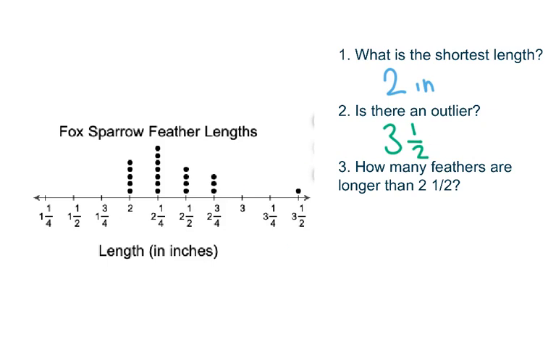And the last one, how many feathers are longer than 2 1/2? So they're saying which ones are bigger than 2 1/2? So you can't include 2 1/2 in this because we want bigger. So how many are bigger than 2 1/2? 1, 2, 3, 4.